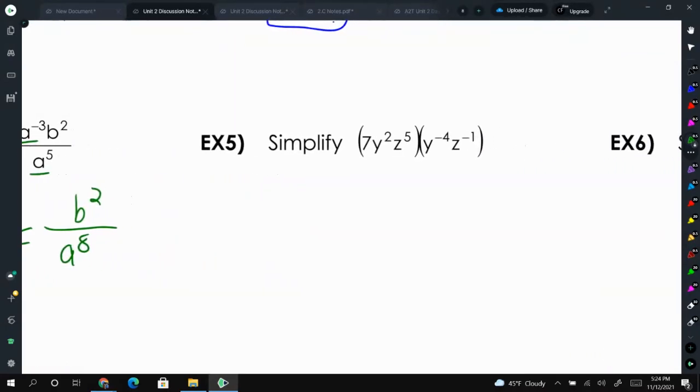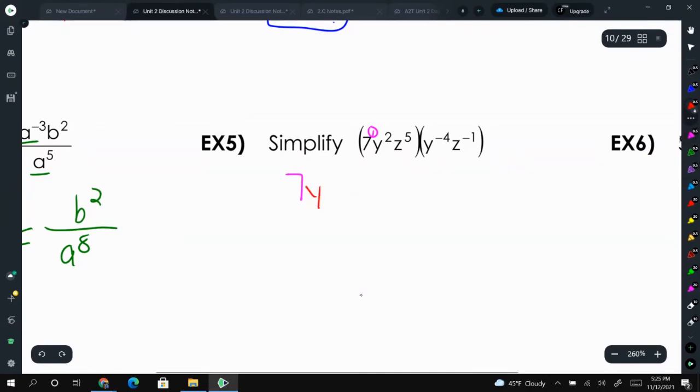This one is going to be 7, because I don't have any exponent with the 7. It's an invisible 1. And then y to the 2nd power times negative 4 times y to the negative 4 power, because I'm multiplying. I'm multiplying y to the second times y to the negative 4th. I'm going to add my exponents. So 2 plus negative 4 is negative 2.